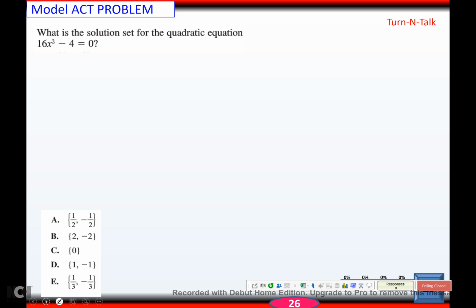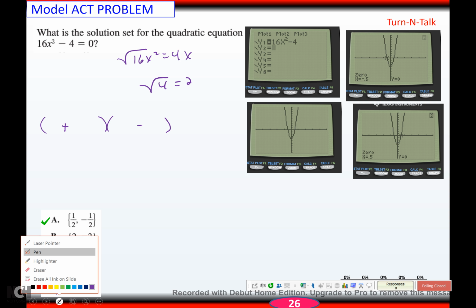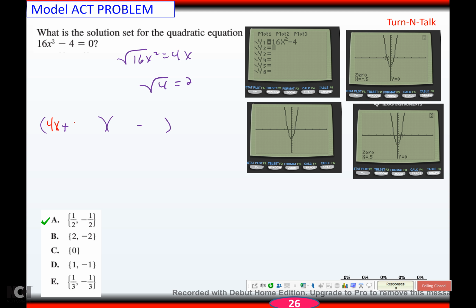And hopefully you got 1. Okay, so difference of squares. The square root of 16x squared is 4x. The square root of 4 is 2. So binomials, plus and minus. And my terms are going to be 4x plus 2 and 4x minus 2.